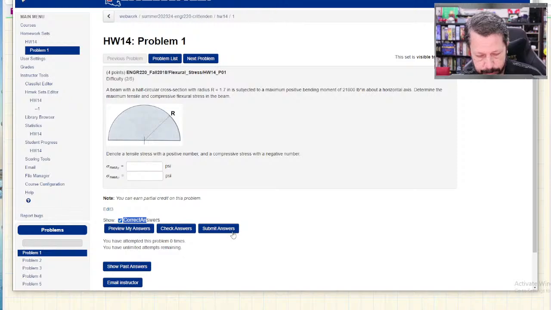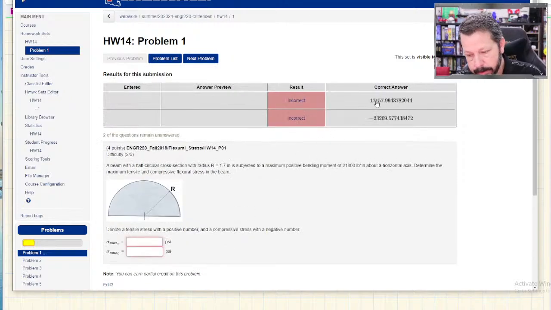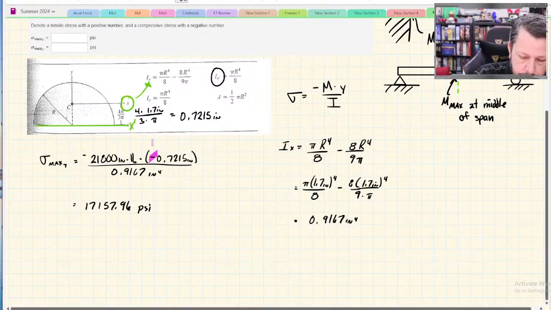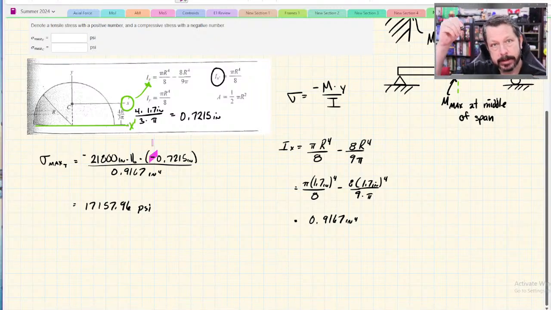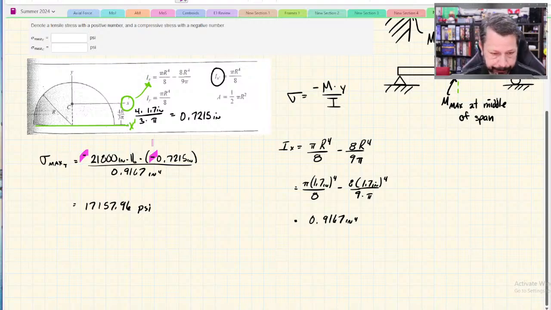Let's see if that's the right number without having checked any of this. Yeah, that's more or less what we had. I had 9.6 and they have 9.9, so I think that would be okay. And it comes out positive because I have the negative sign from measuring down from the neutral axis for y, and I have the negative sign that's part of the equation, so those become a positive.